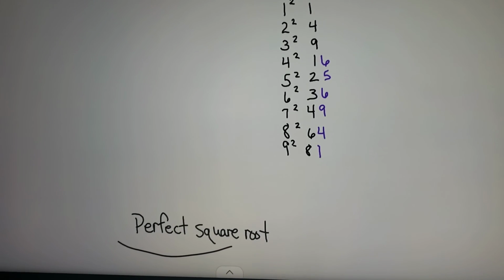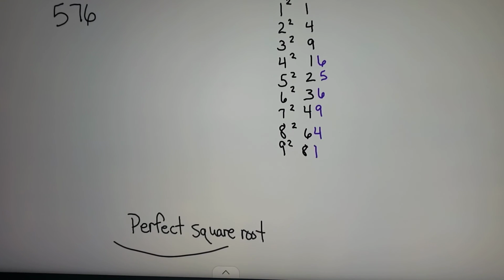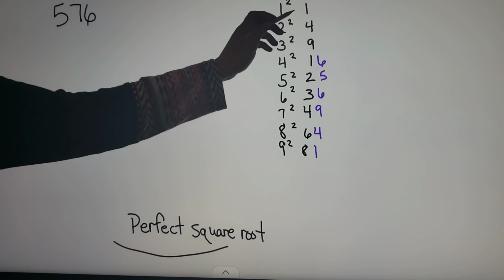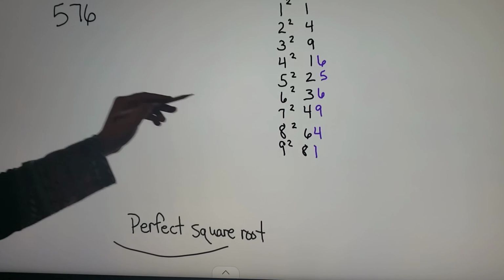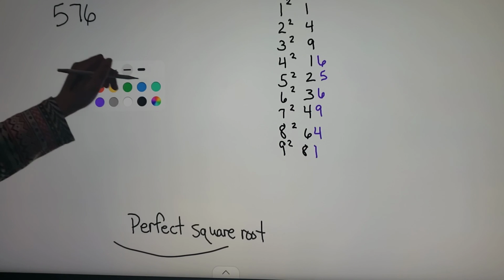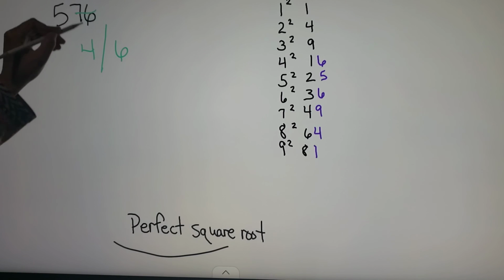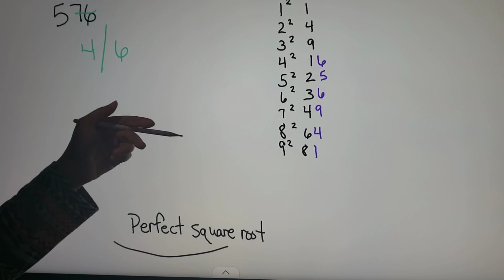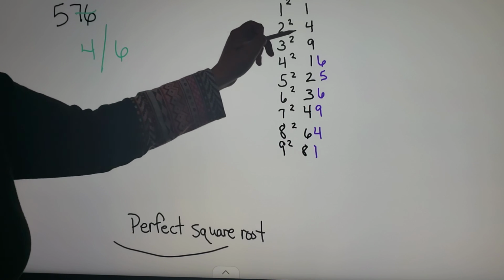Let's try a 3-digit number. Let's try 576. So, using our square roots over here, we see the number 6. We're going to find the two numbers that have the number 6, which are both 4 and 6. So go ahead and cross that out. And then we have 5, so we're going to come over here. We're going to look for the closest square root to 5 without going over.